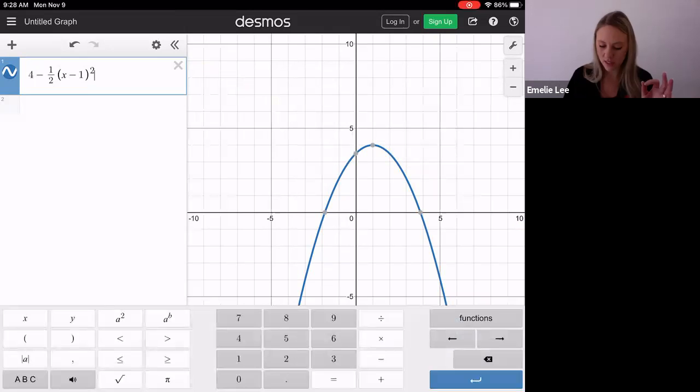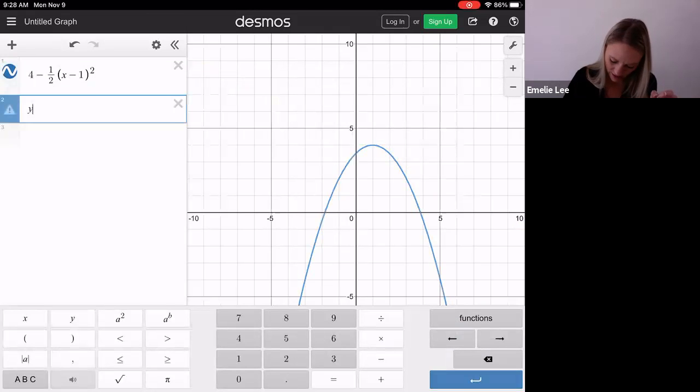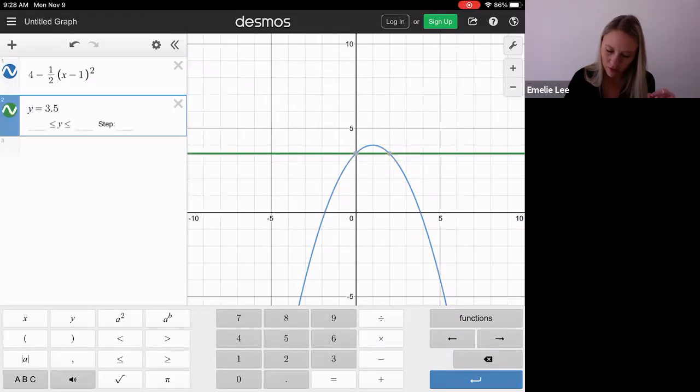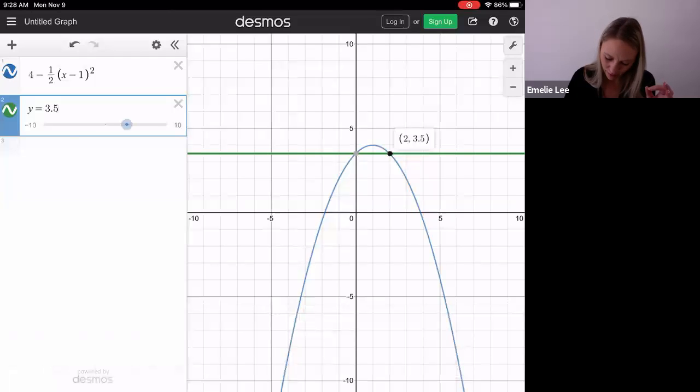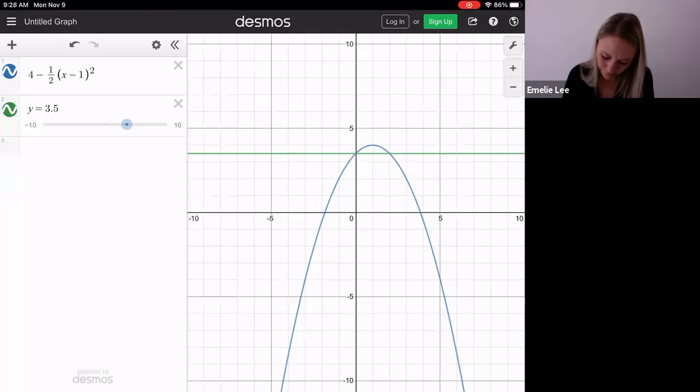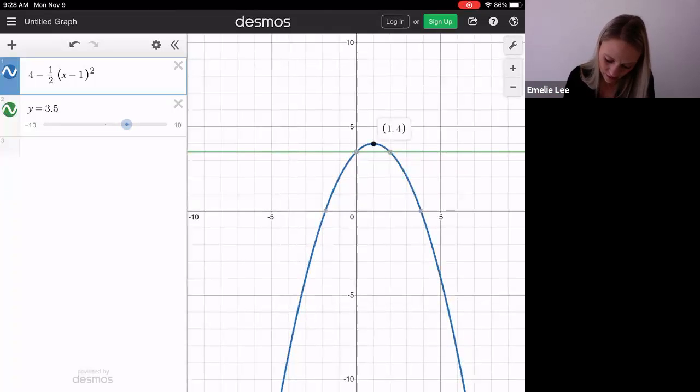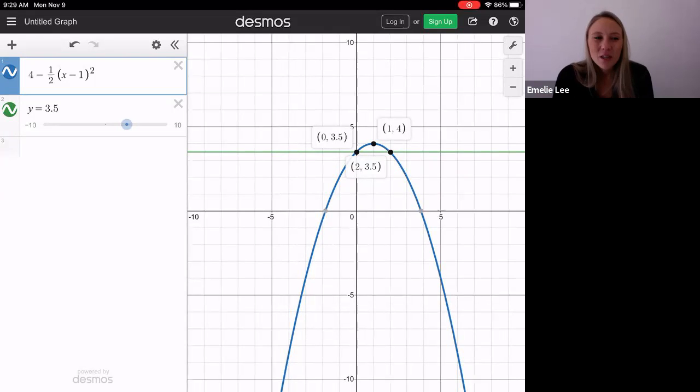Another thing I could do is draw a line at y equals 3.5 and then figure out where these intersect, because those are the points that I have on my graph. I just want to make sure that they ended up in the right place, which they did. And so here, looks like we did it right.